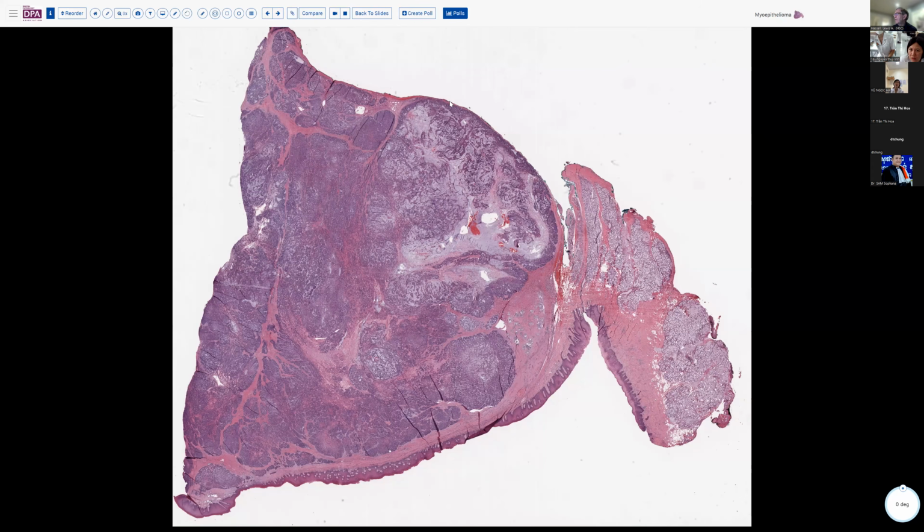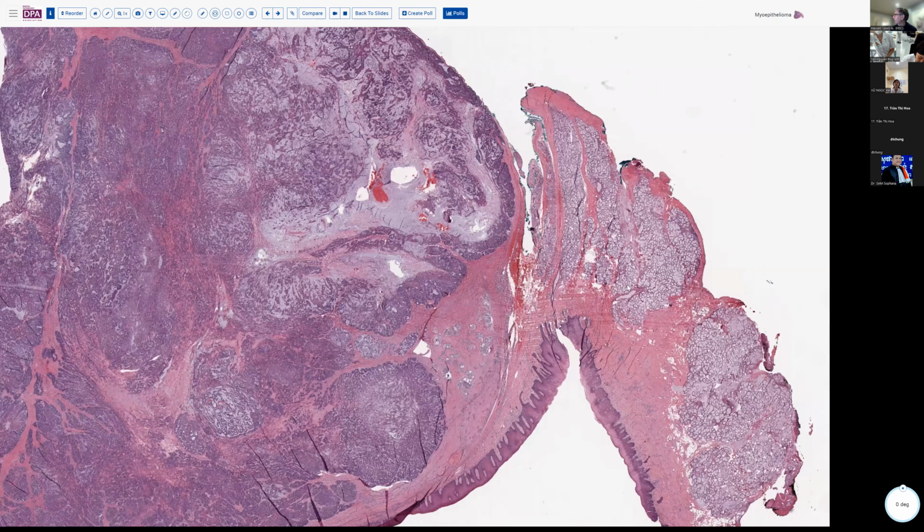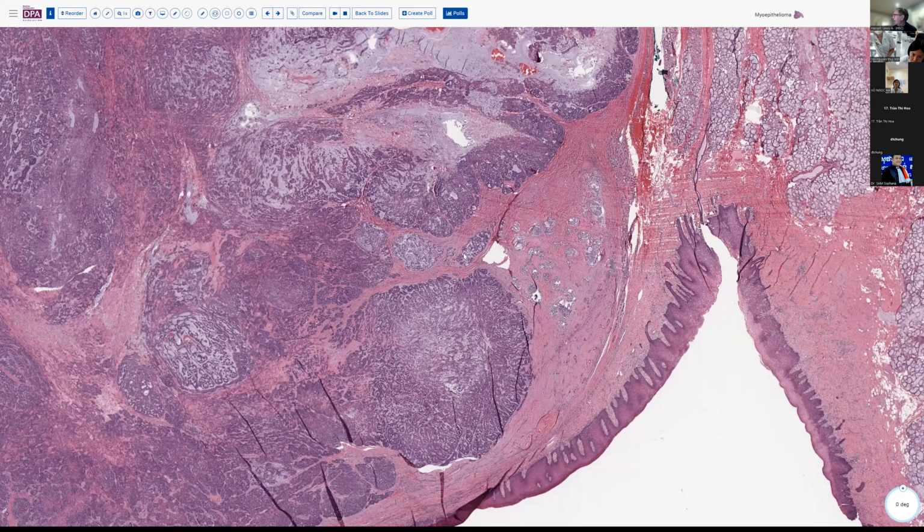So let me go on to this case and we'll talk about these others in just a minute. So here we are in a minor salivary gland. You can see the squamous mucosa here, and you can see some minor salivary gland over here. So this lesion is not quite as clearly circumscribed.